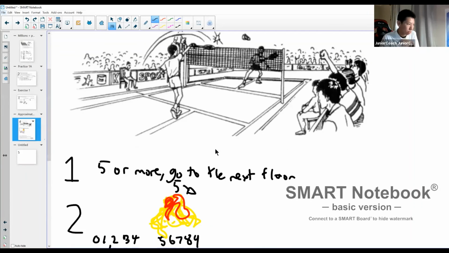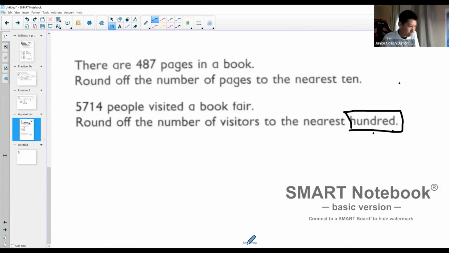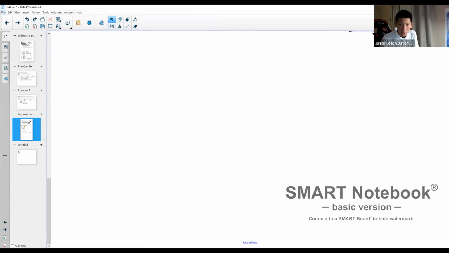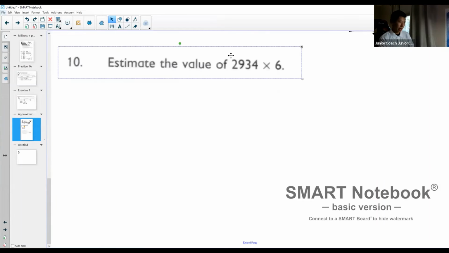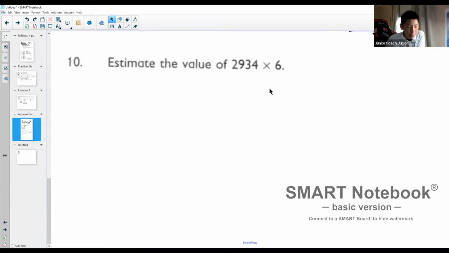Wait, why am I making a new page? We're gonna stay on this one for now. Extending the page. The question is, estimate the value of 2,934 times 6. Now, I would like to make sure everyone understands, we are not multiplying the numbers immediately. If we multiplied the numbers immediately, we would get 17,604. There, I did the question and we're done. No, we are not. That was a lie. We cannot just multiply these two because we have to estimate it.